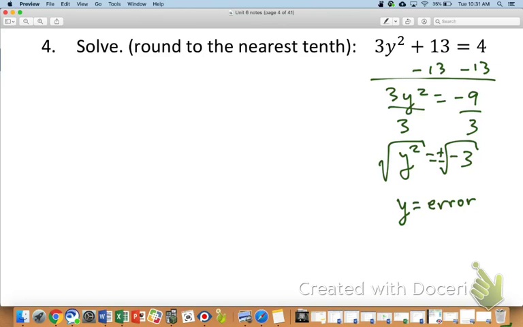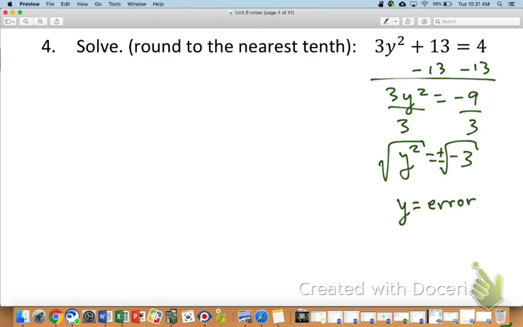So, what's the problem with what you tried to put in your calculator? You can't have a negative root. You can have a negative root, but you can't do the square root of a negative. You cannot find the square root of a negative number, and here's why.